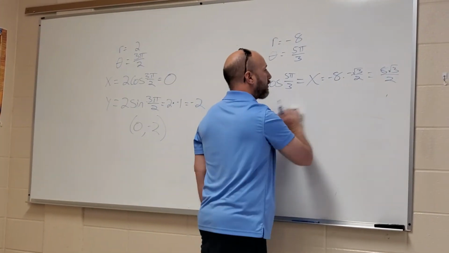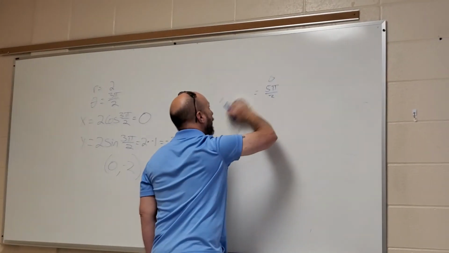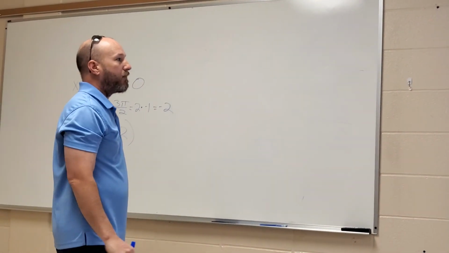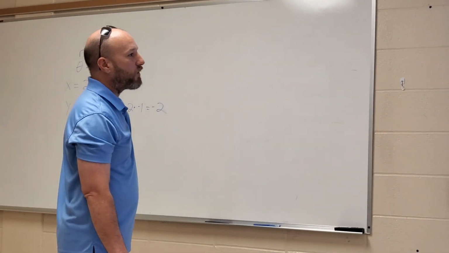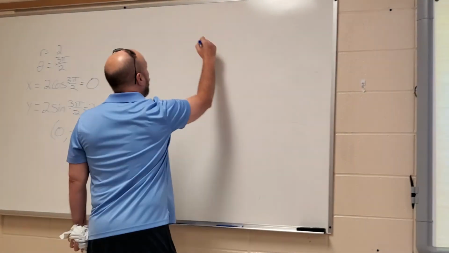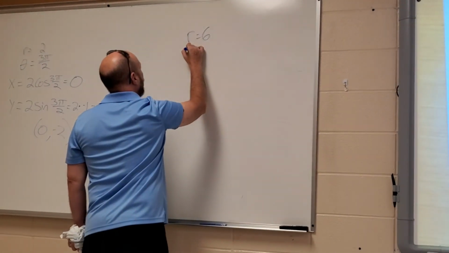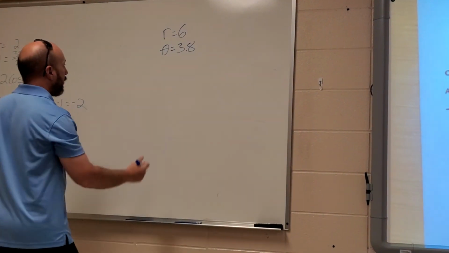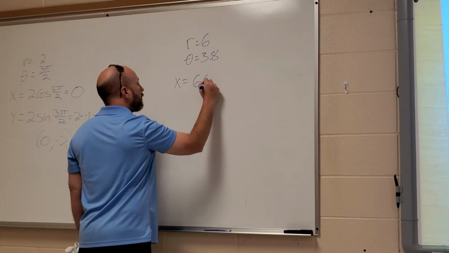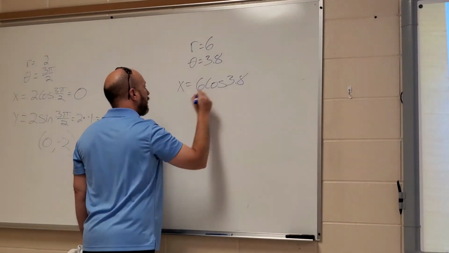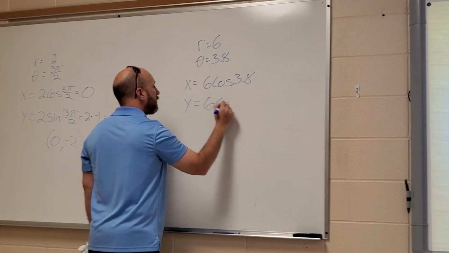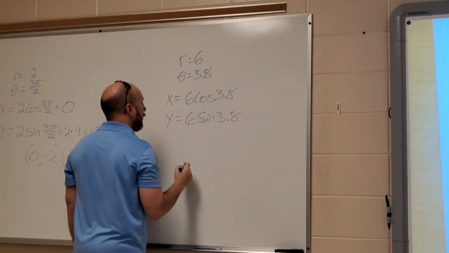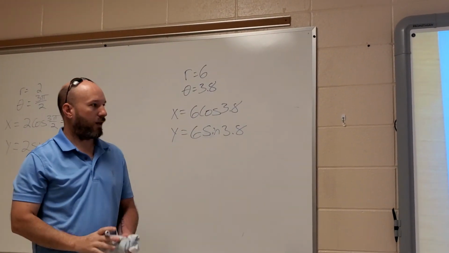So let's look at this last one. And this last one, you are going to need to use some kind of calculator that can do trig. Make sure you are in radians when you do this. So r is 6 and theta is 3.8. So then x is 6 cosine 3.8 and y is 6 sine 3.8. And then you just plug that in the calculator and you get x and y.